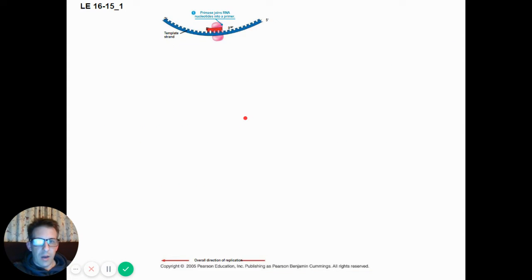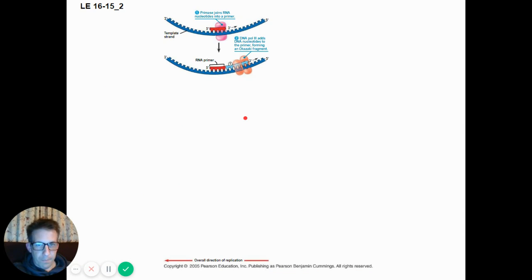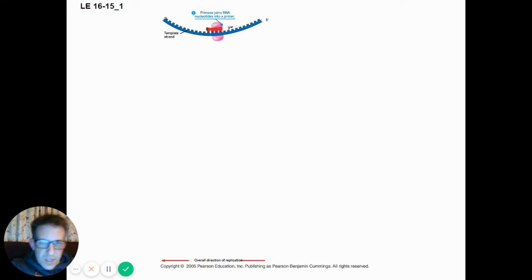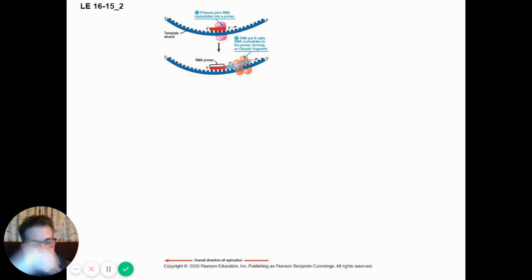Now, when we discuss how primase actually works, let's start here. This pink enzyme here is primase, and what it's laying down is an RNA primer. This red thing is the RNA primer. Basically, that's like a starting point. It's like a docking point for DNA polymerase to attach to. And so that's what we see has happened right here.